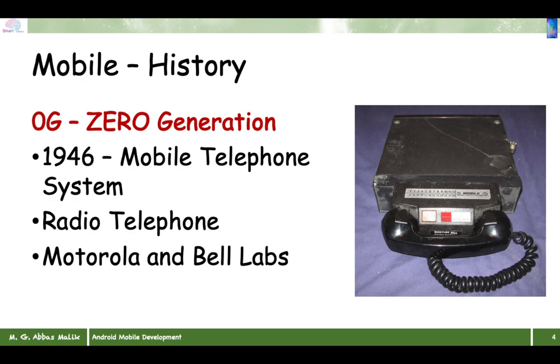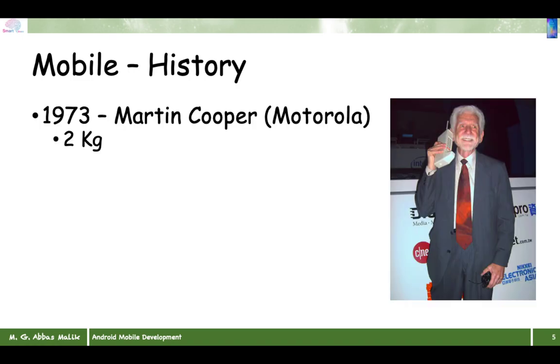The mobile telephone system was a radio telephone developed by Motorola and Bell Labs. And then we come up with this one. This is 2 kg. You need to be a wrestler to hold that particular mobile. You can't put it in your pocket; you have to have a bag in which you can put it. In 1973, it was Martin Cooper from Motorola who displayed the first mobile device, which is more handy as compared to having it in the trunk of your car.